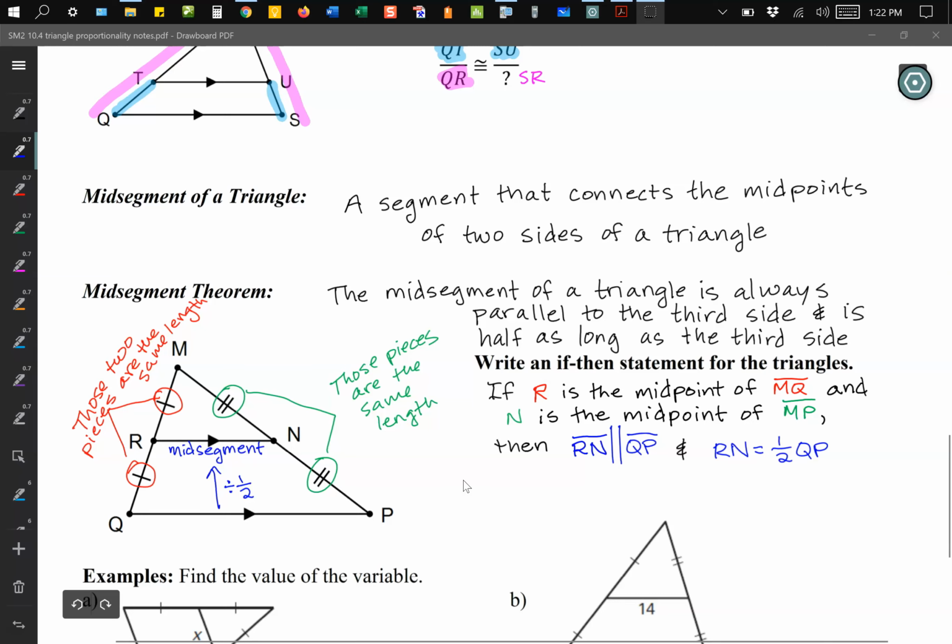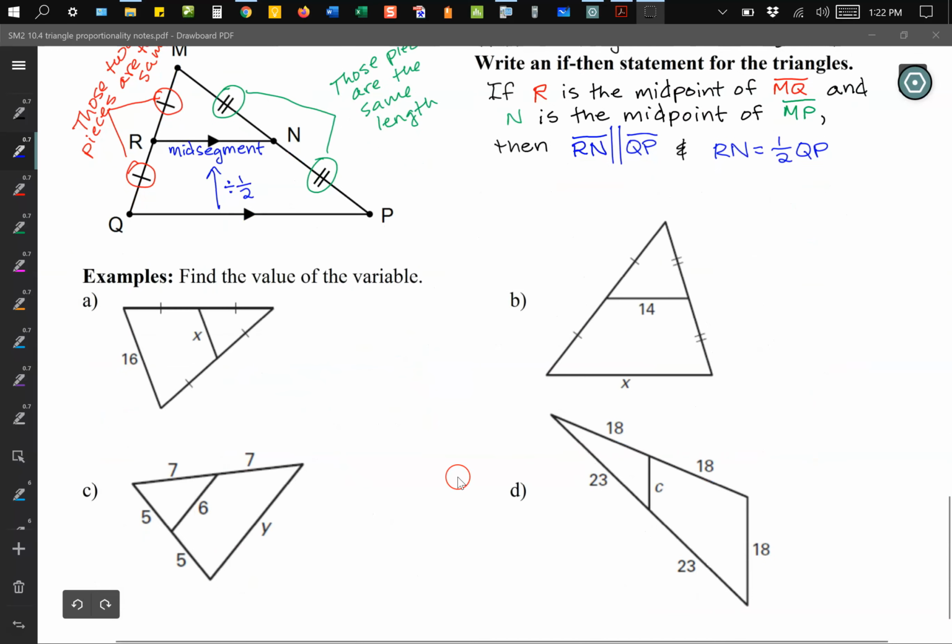So let's use this to find some lengths. Now these are really easy problems. You're either going to be multiplying or dividing by 2. If you've got a long piece and you want a short piece, divide. If you've got a short piece and you want a long piece, multiply.